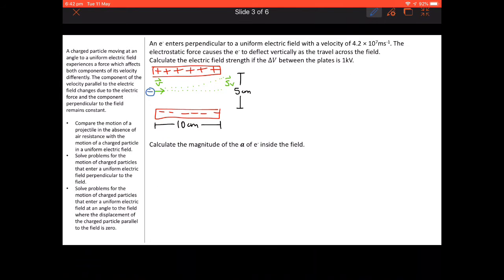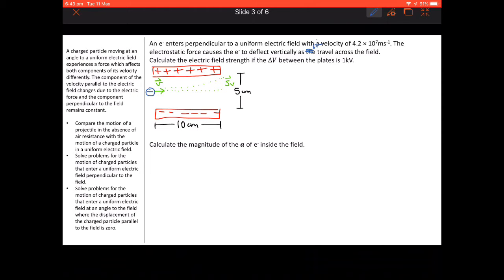As a worked example, an electron enters perpendicular to a uniform electric field with a velocity of 4.2 × 10^7 meters per second. The electrostatic force causes the electron to deflect vertically as it travels across the field. Calculate the electric field strength if the potential difference between the plates is 1 kilovolt.